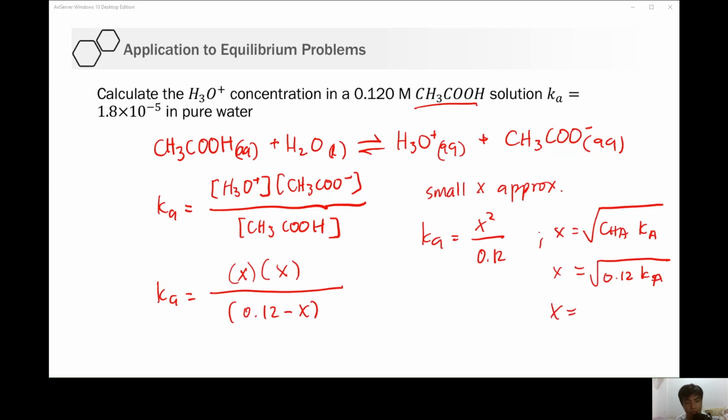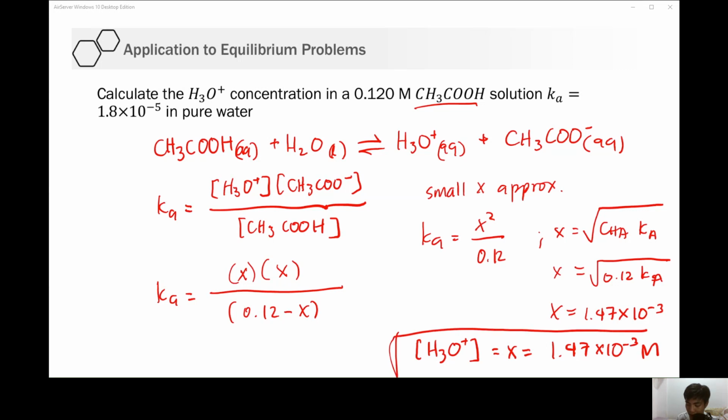So the concentration of H3O plus at equilibrium for this acid is the square root of 0.12 times the Ka, and that is equal to 1.47 times 10 raised to negative 3 molar in water alone.